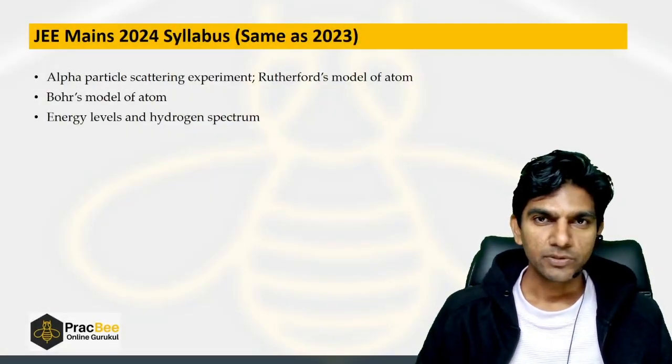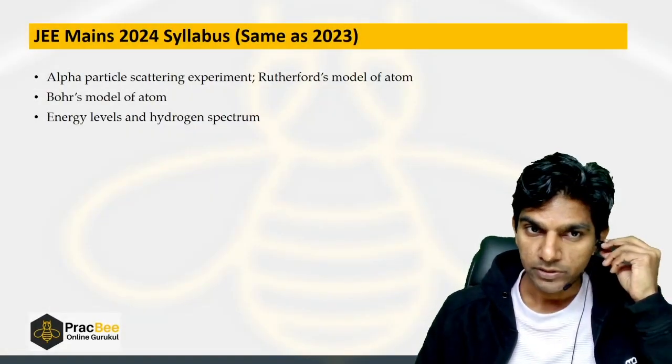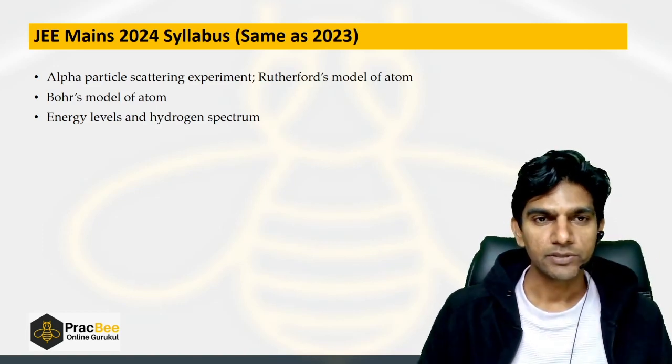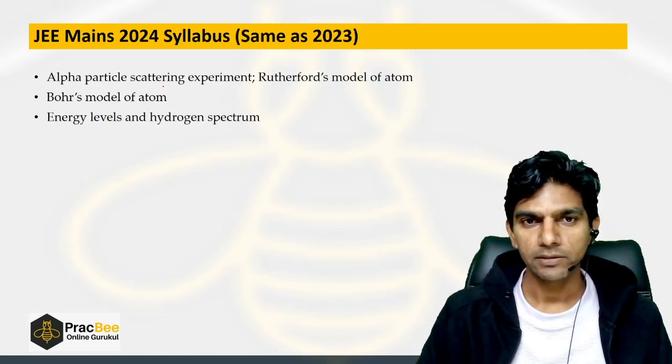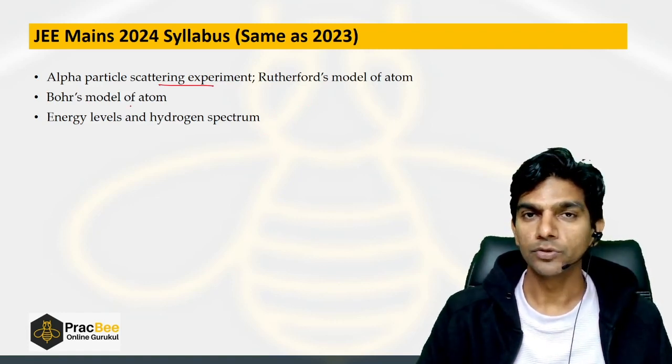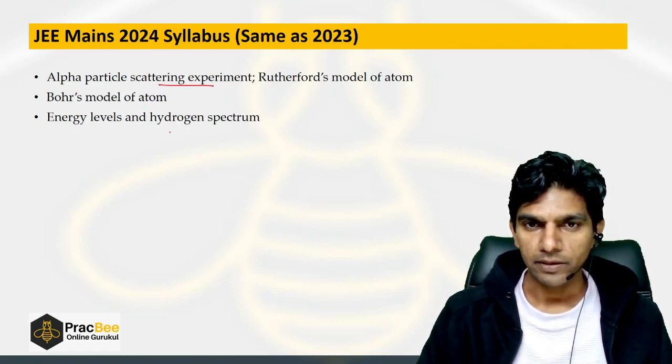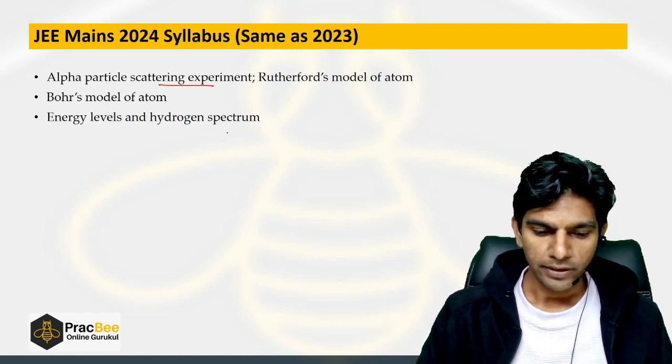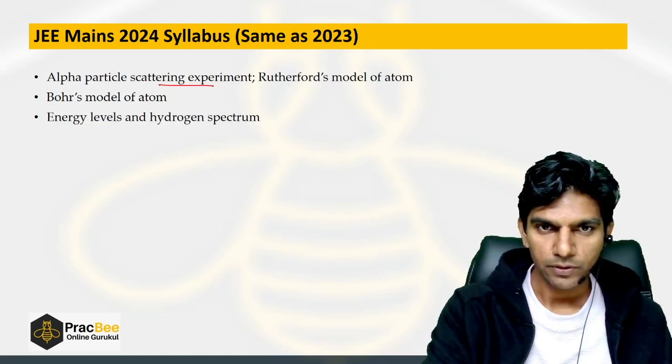This year's syllabus is exactly the same as last year's syllabus. Let us see the syllabus. First we have the alpha particle scattering experiment, and then Rutherford's model of the atom, and then Bohr's model, energy levels, and the hydrogen spectrum.